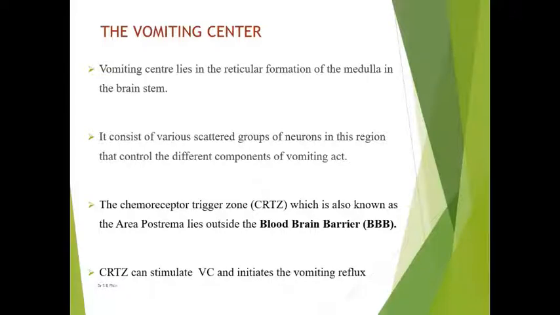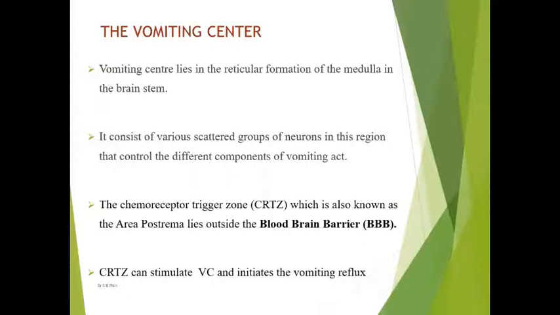So it's very difficult for certain drugs and certain molecules to cross the blood-brain barrier. That blood-brain barrier is going to protect the brain from toxins and other things. But the chemoreceptor trigger zone lies outside the blood-brain barrier. That will allow certain toxins to move from the cardiovascular system, from the capillaries, to go and stimulate the CRTZ, the chemoreceptor trigger zone.